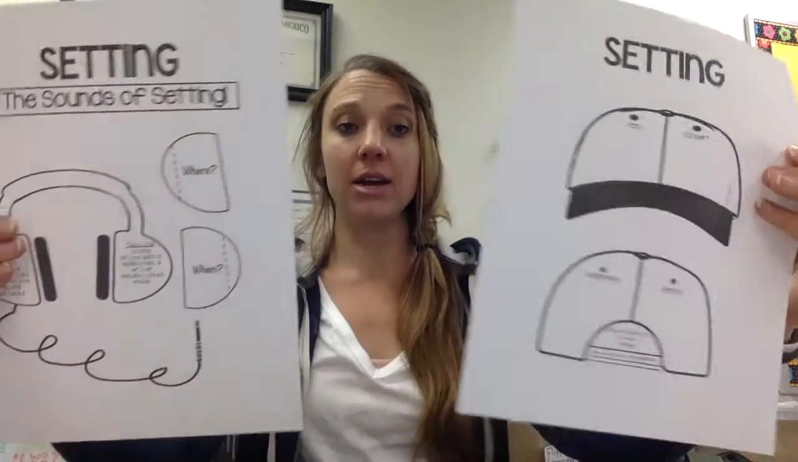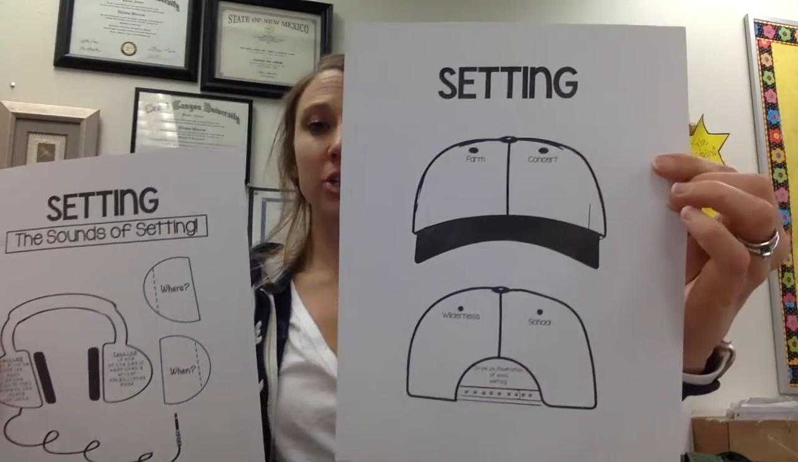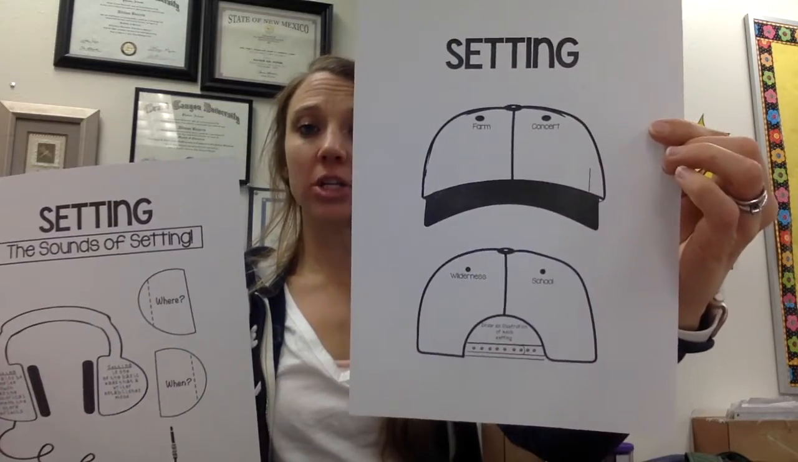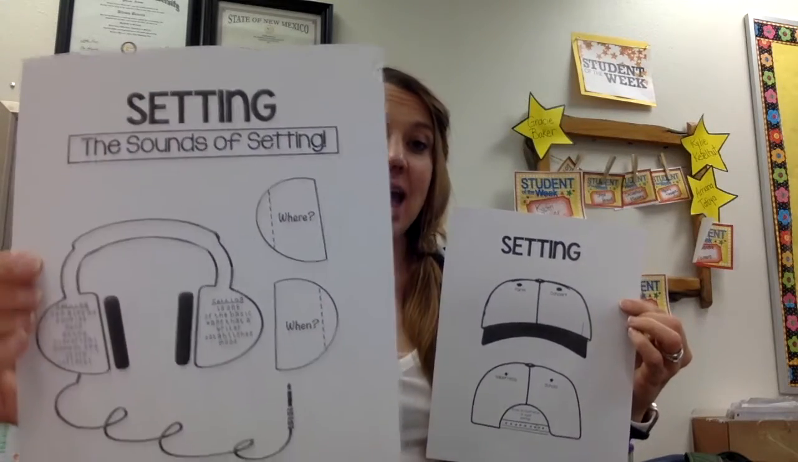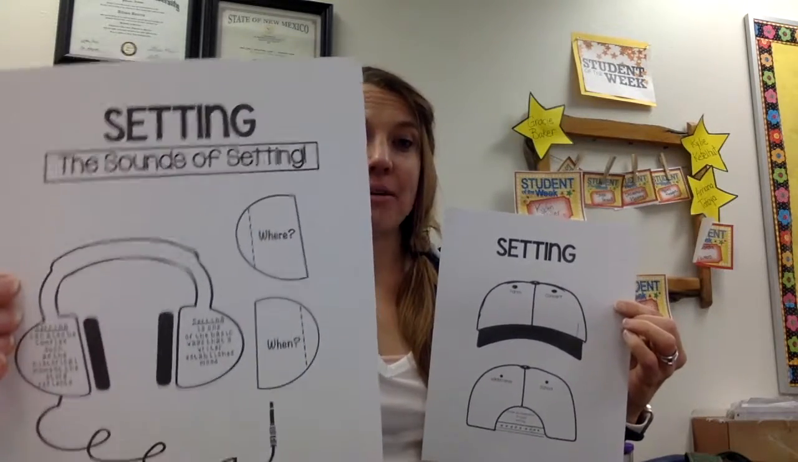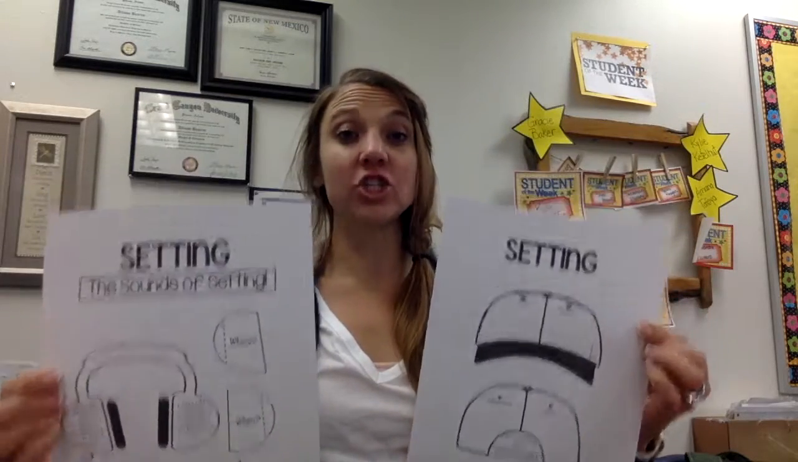So you're going to need to start with these 2 handouts here. These are the 2 handouts that have the picture of the hat, but it also has words on it, such as farm, concert, wilderness, school. And then this one that says the sounds of setting, and it has where and when, and then definitions on the headphones as well. So you need one of each of these to start with.